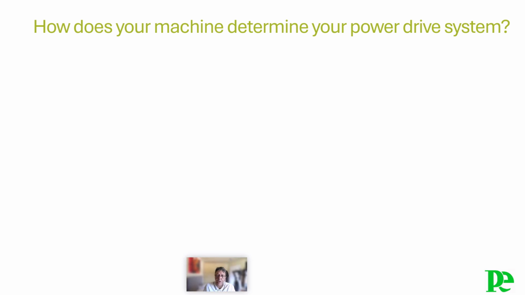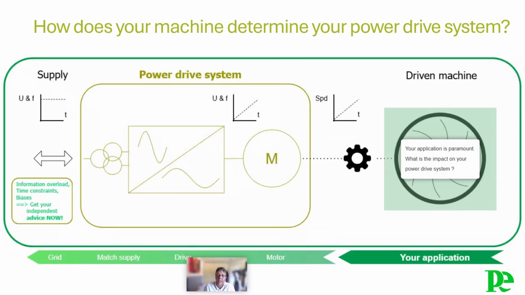In this video we walk you through the basic concept of mapping your drive to your machine with the following question in mind: how does your machine determine your power drive system? We will zoom in on how the motor drive combination should match the load versus torque characteristic of your machine, and we will briefly touch on transient and torque pulsations and finalize by strongly appealing to collaboration between the stakeholders right from the beginning of the project.